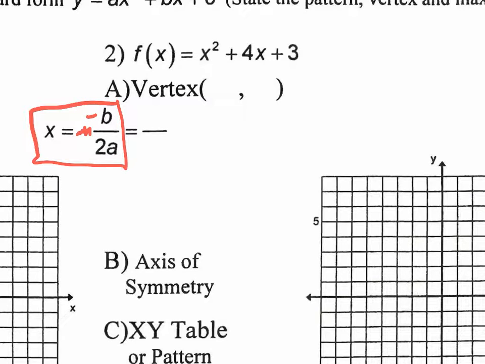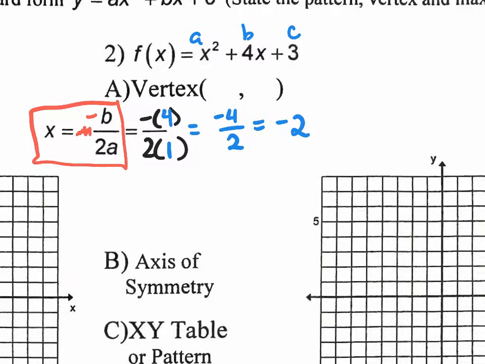You need to identify your A, your B, and your C value. That way you could plug it in. But remember, I always recommend using parentheses instead of the B and the A. So negative parenthesis over 2 times parenthesis. And we're going to plug in that B value of 4 and the A value of 1. So when we do the math, we end up with a negative 4 up on top over 2 times 1, which is 2 on the bottom. So we know that we really have a negative 2 as an answer.